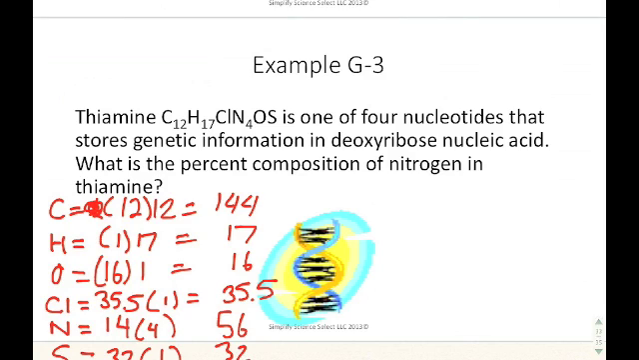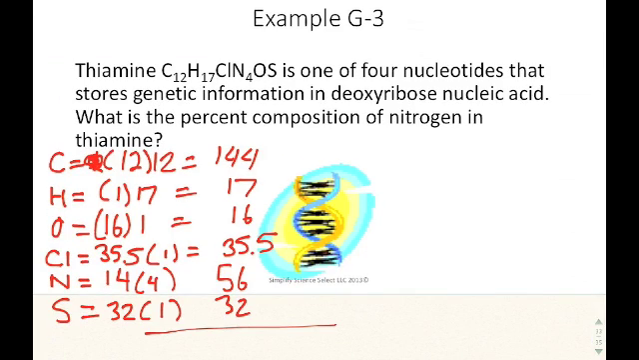When you take these values and add them up, you get the total mass, which I did with a little bit more precision to be 300.81. The last thing that it asks you to do is what is the percent composition of nitrogen? So I identify nitrogen as my 56, divide by 300.81, multiply by 100 to turn it into a percent, and I end up with a value of about 18.63%.